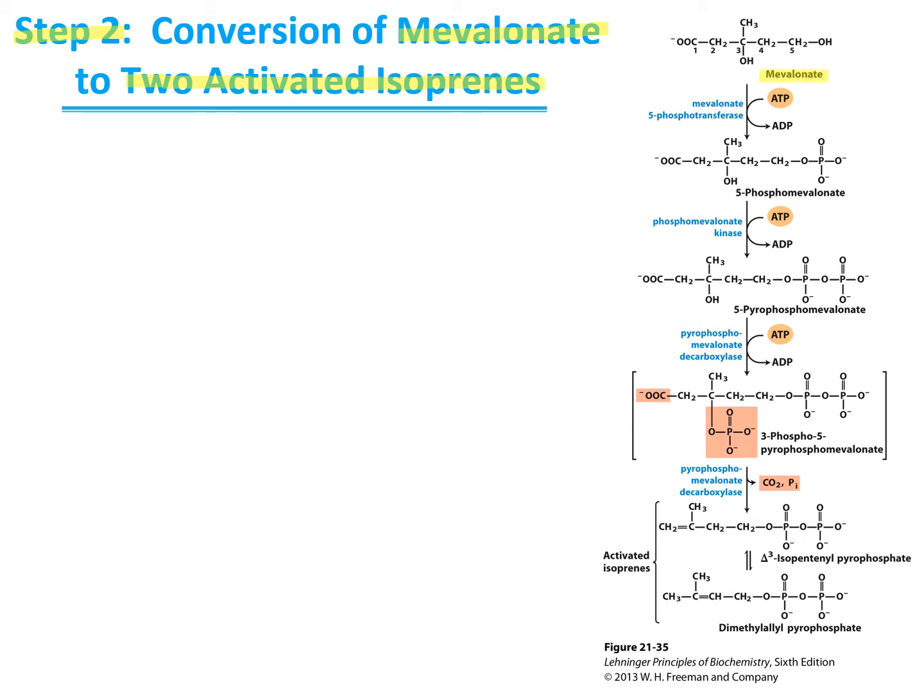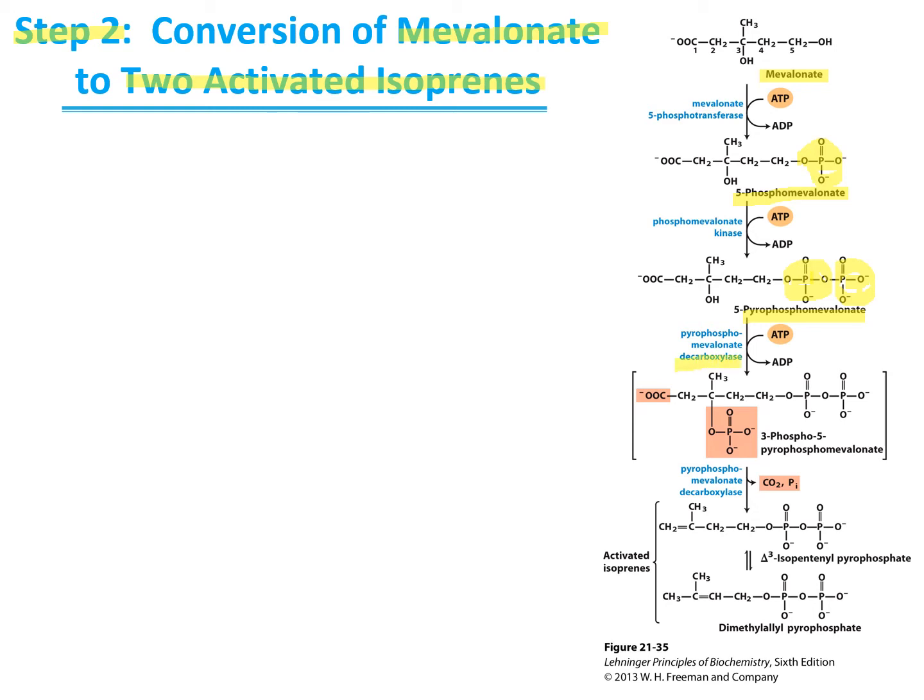So mevalonate is first converted into 5-phosphomevalonate. We simply add a phosphate group to it, so mevalonate becomes phosphomevalonate. ATP is used in this one. Phosphotransferase is the enzyme. Then we attach a second phosphate to it. The first one was already there. Then we attach the second one, and it becomes pyrophosphomevalonate. Kinase is the enzyme this time. And finally, the third phosphate is attached to this molecule with the help of decarboxylase.